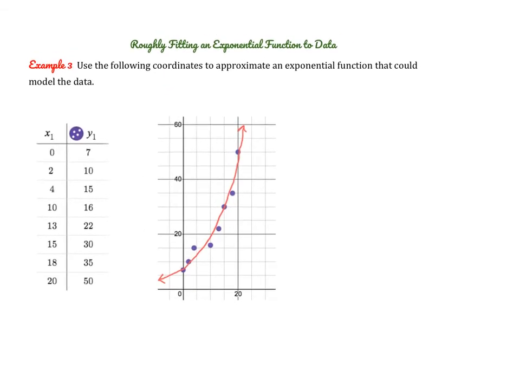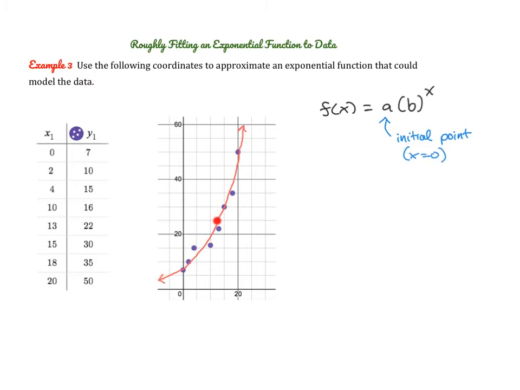So here's how we're going to do this. We're going to be using the general function f of x equals a times b, some base, to the power of x. So our job is to find a and b. The first thing you're going to want to do is find that a value, which is our initial point, or we can say this is when x equals 0.